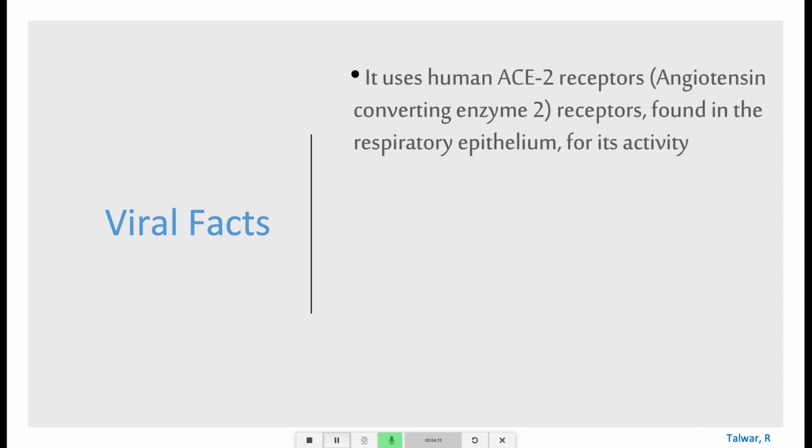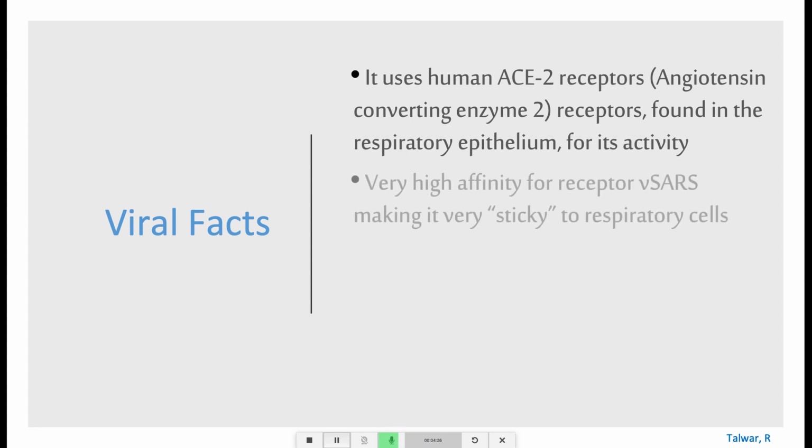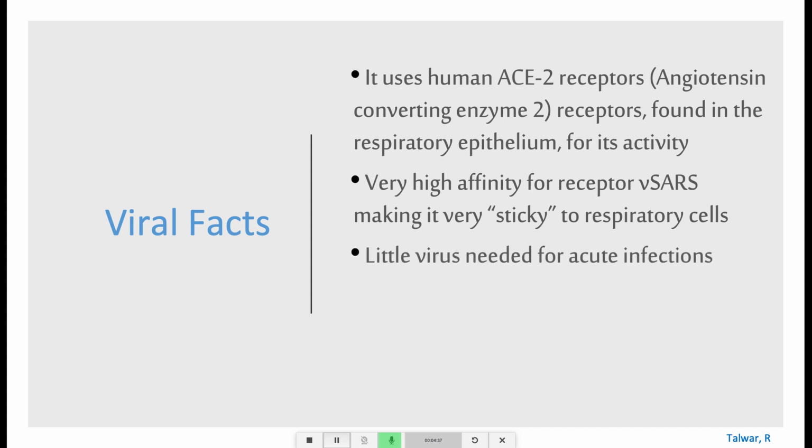Other viral facts, it uses human ACE2 receptors, so angiotensin converting enzyme 2 receptors, which are found in respiratory epithelium. So it uses these receptors, which is why it attacks everyone's lungs. It has a very high affinity for these receptors. It's very sticky to these receptors, and it only really takes a little bit of virus to initiate the acute infection. And of course, individuals who have any sort of respiratory diseases or comorbidities are obviously going to be that much more prone to this infection.